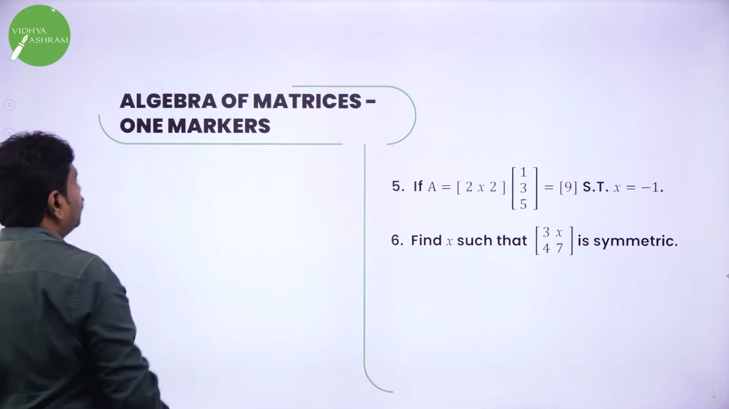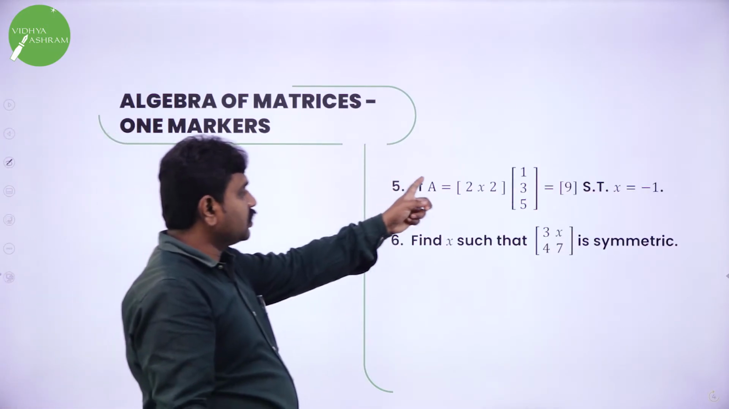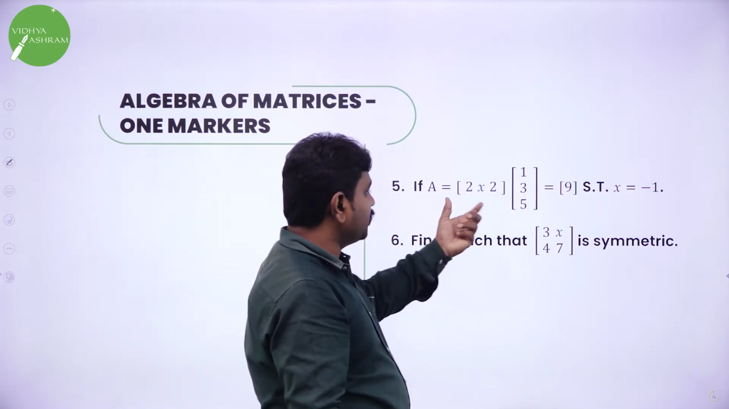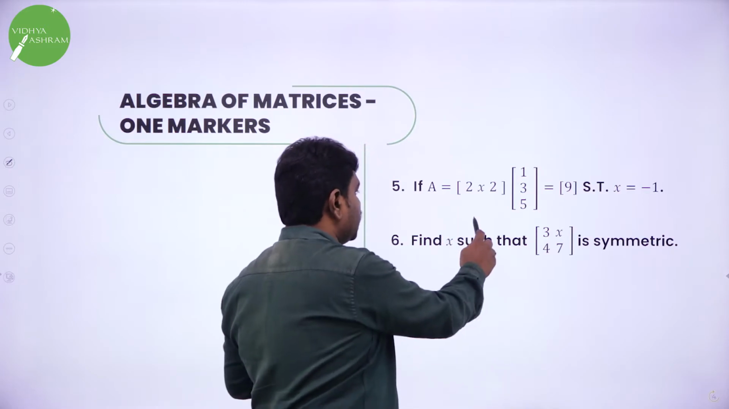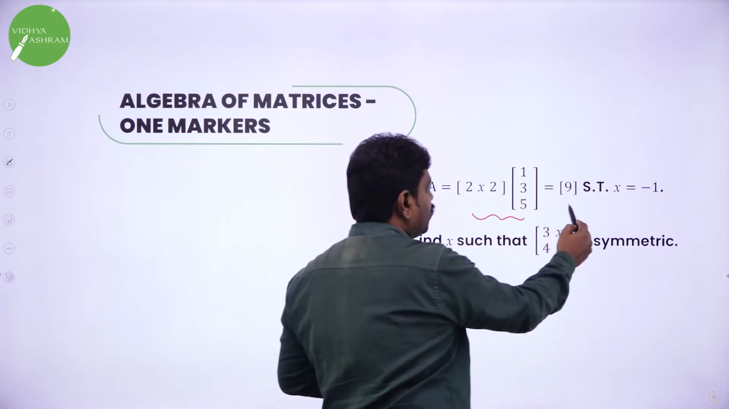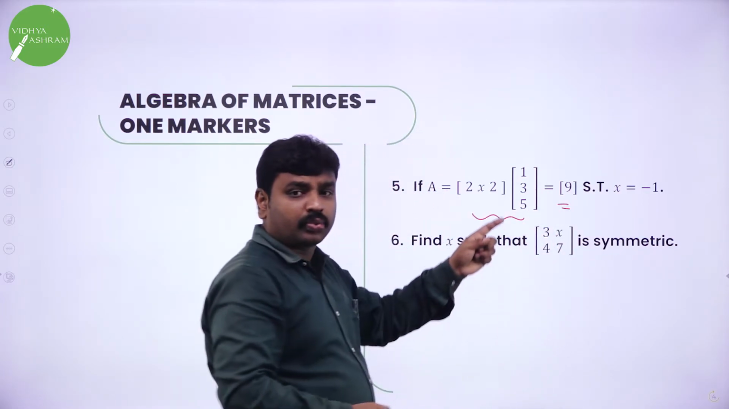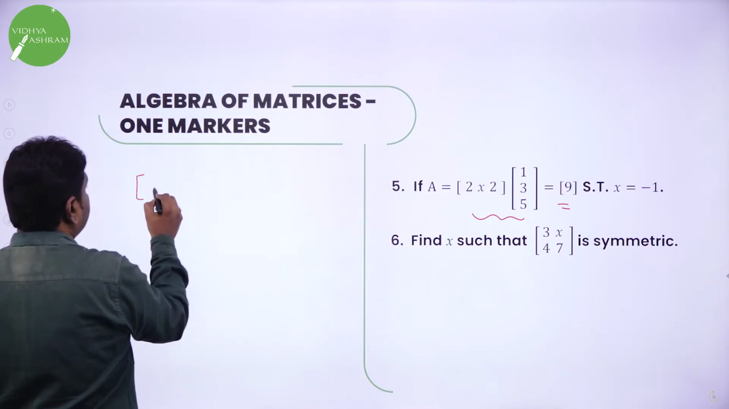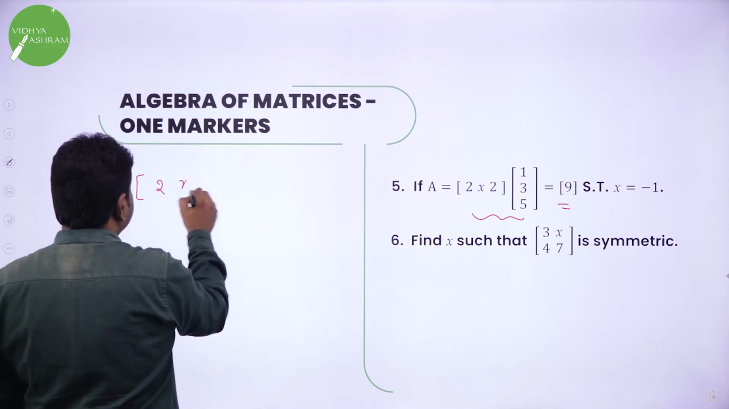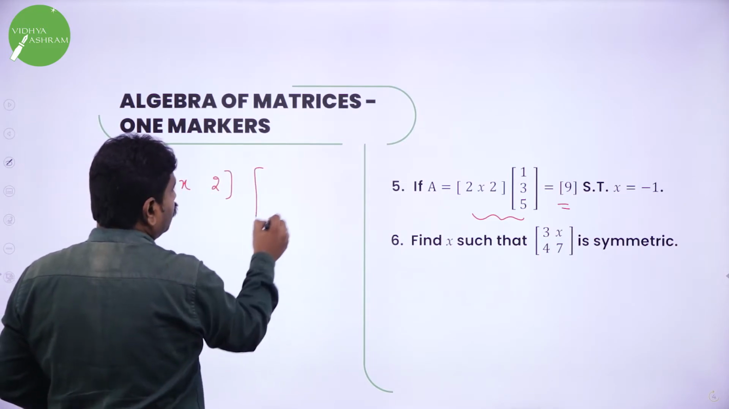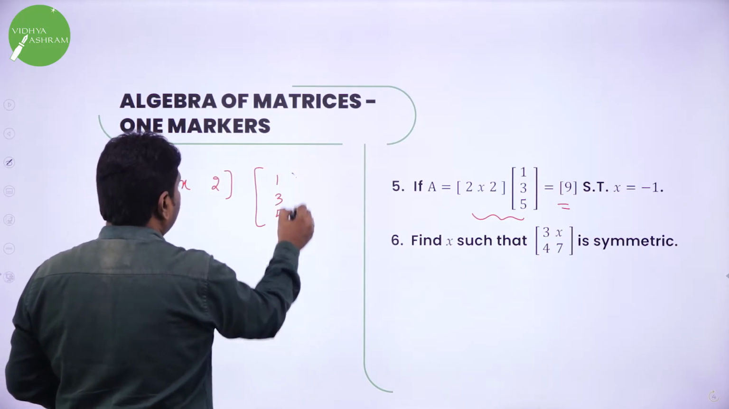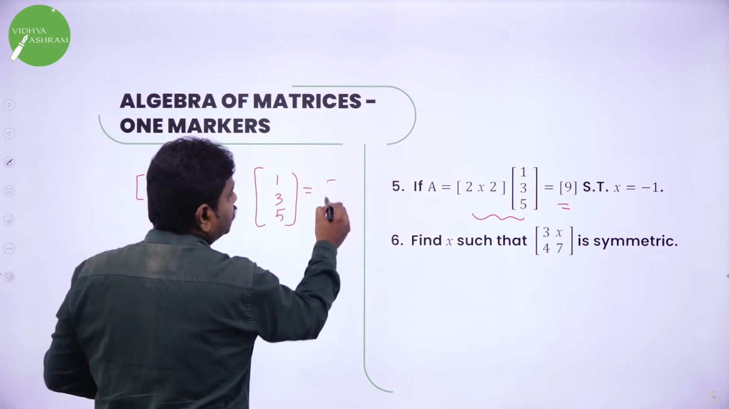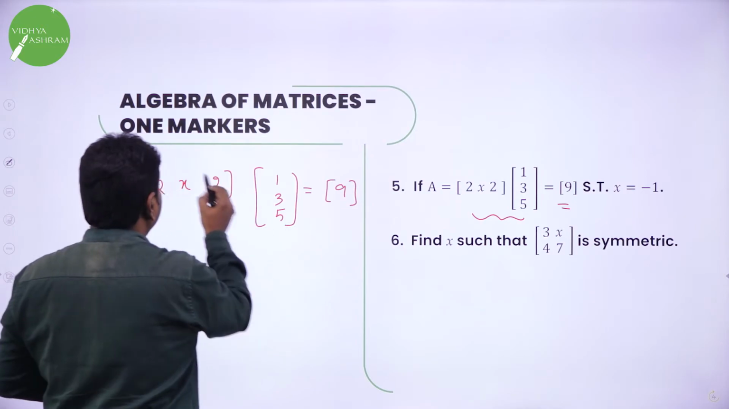Further, we have problems like this. They will give A is equal to a 2 x 2, and A is made up of the product of two matrices. This is A, it is made up of these two and it is equal to 9. They wanted to prove x is equal to minus 1. So, we will take A as 2 x 2 into 1 3 5. In between we do not have any sign, means it is into. And this value also they give as 9. Now, we will do multiplication of this.